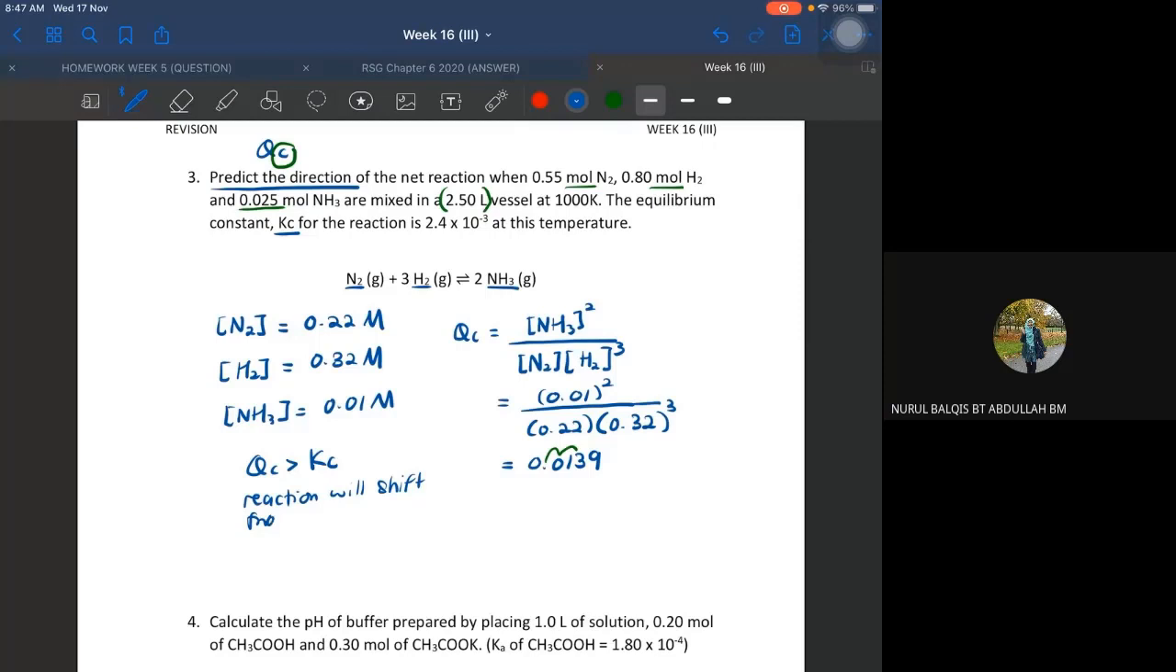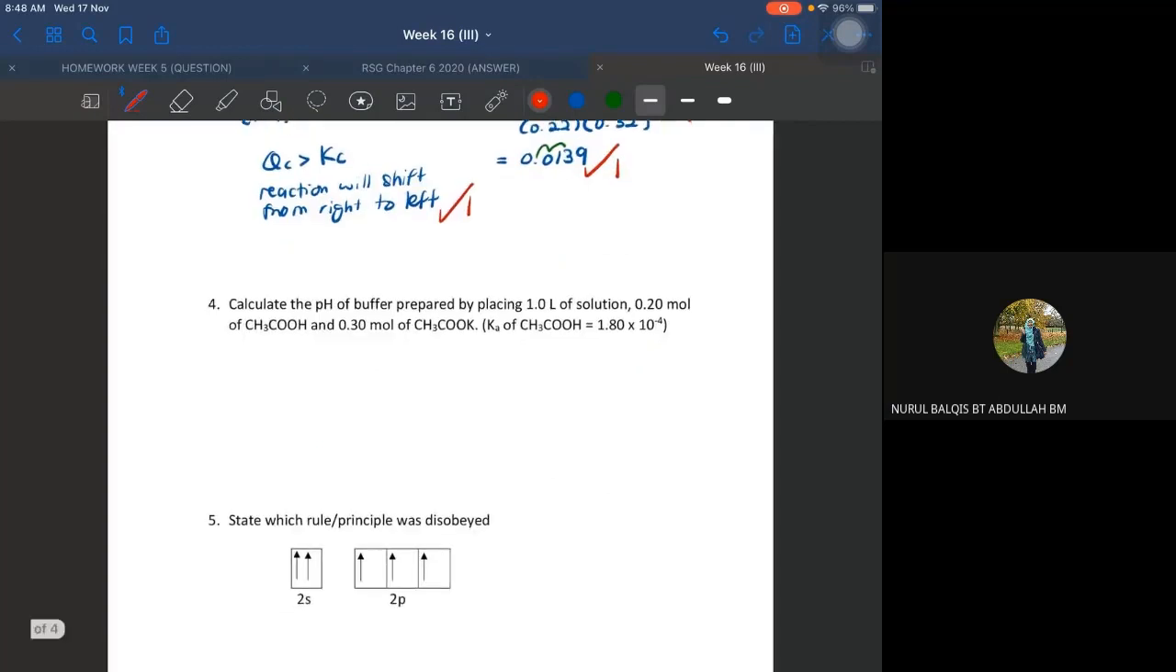Okay, so this question is 3 marks. The 3 marks come first from your substitution here, one mark for the substitution or the expression, whichever is correct. Then your Qc value. And lastly, your conclusion when you predict the direction of the equilibrium. So, 3 marks. Next question.